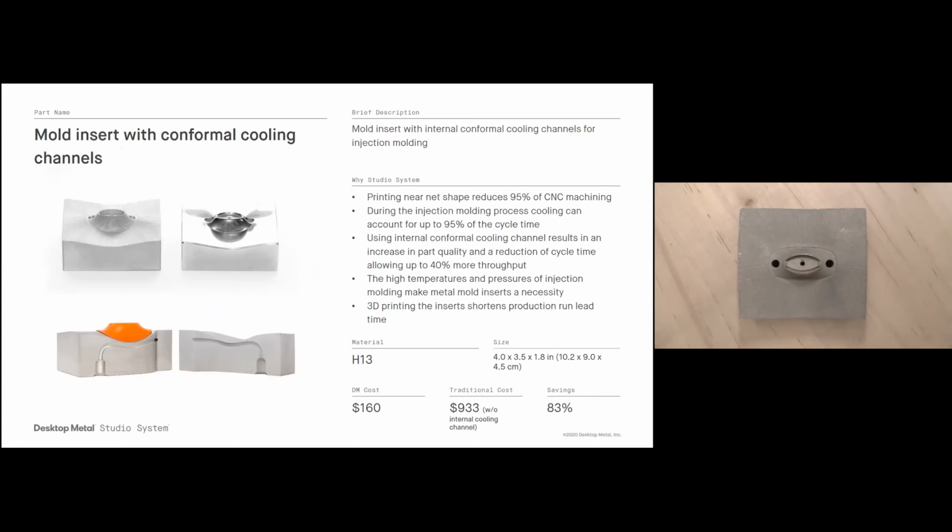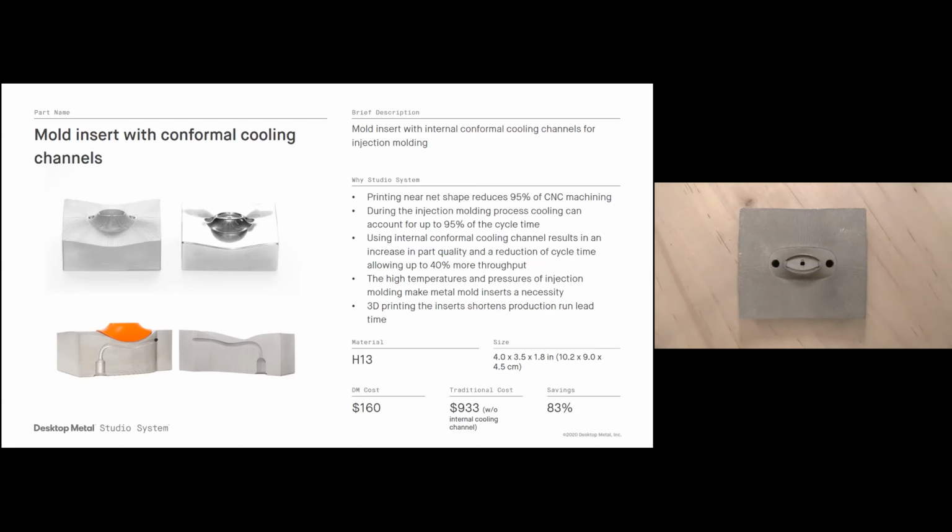Since it was printed in H13, machining just a little bit of the part is much, much easier and more affordable than having to machine this entire part out of a hard-to-machine material. During the injection molding process, cooling can account for up to 95% of the cycle time. So by incorporating these conformal cooling channels, we're able to greatly reduce the cycle time by almost 40%, which is going to allow for more throughput. The company can turn over their injection molding presses faster to new parts, which is a great advantage for them.